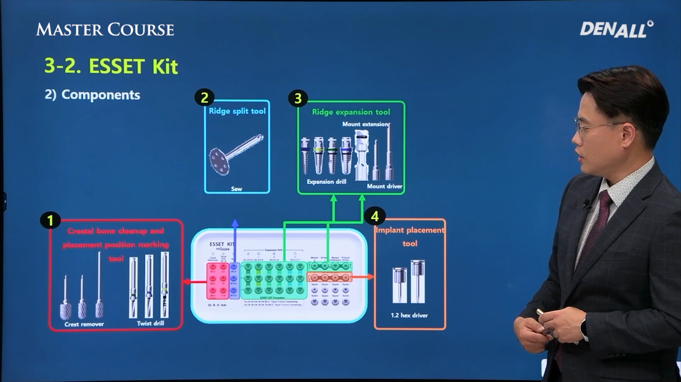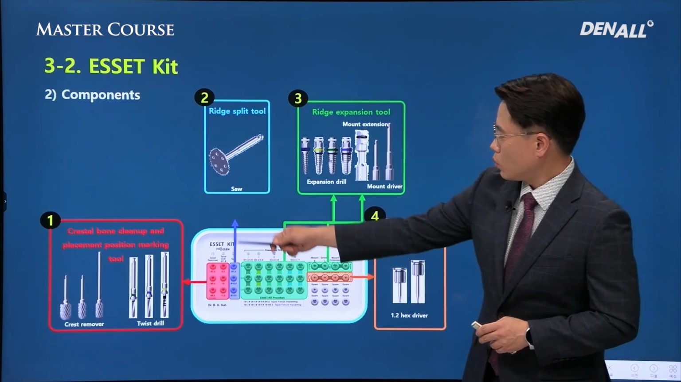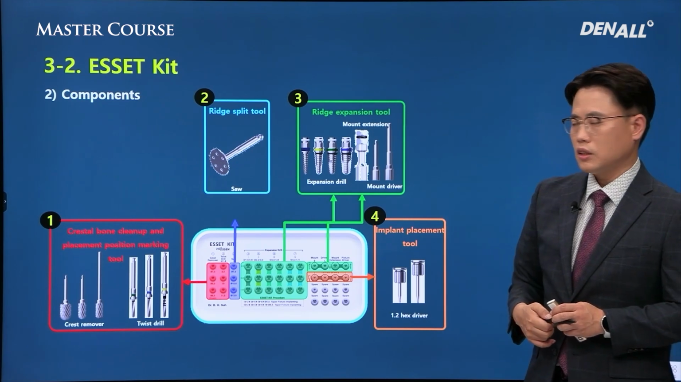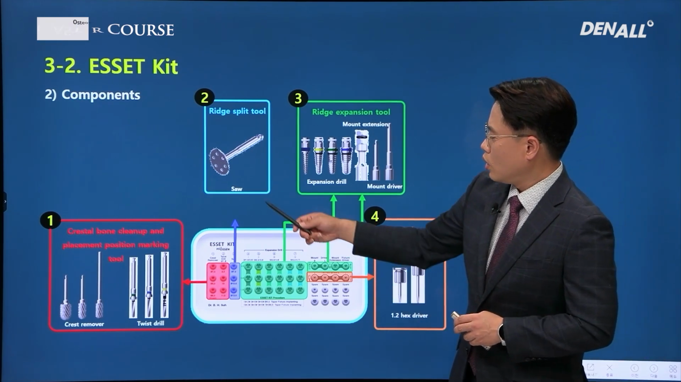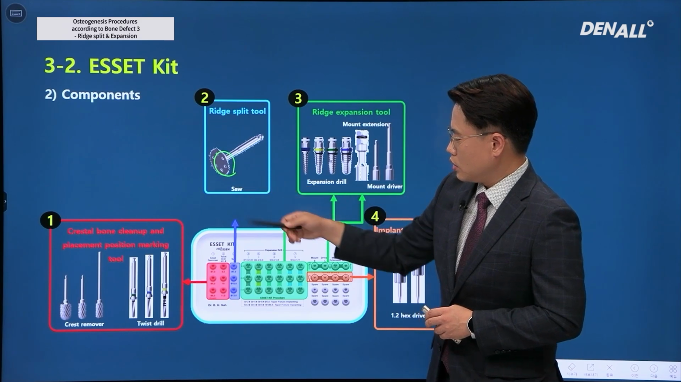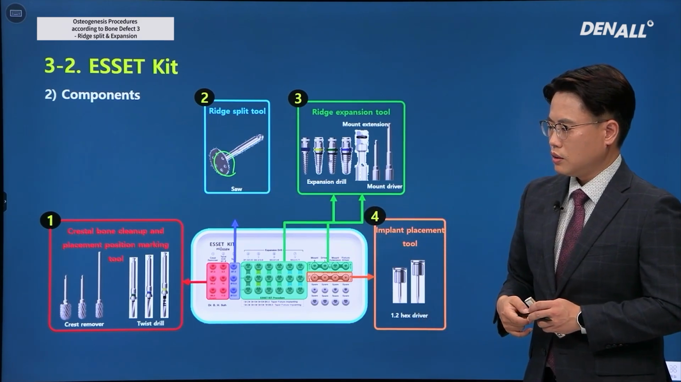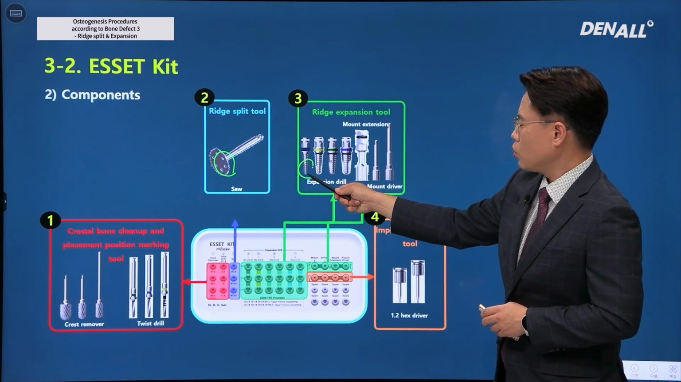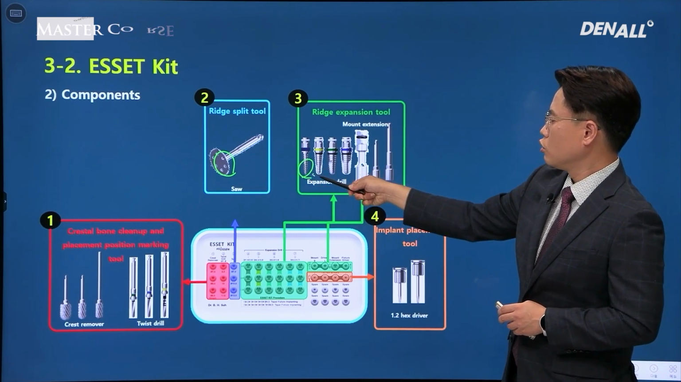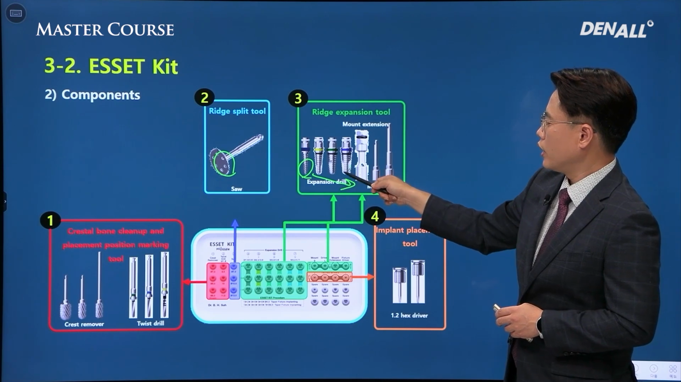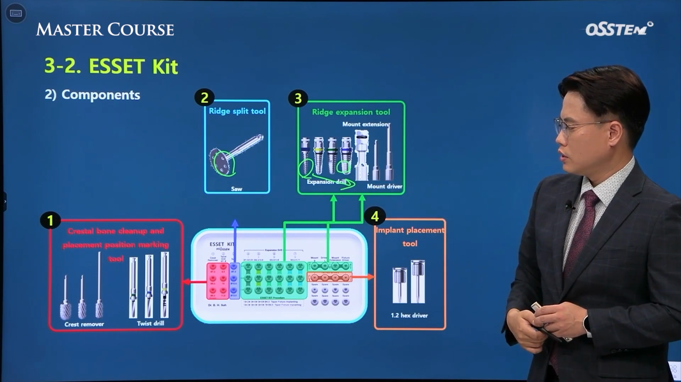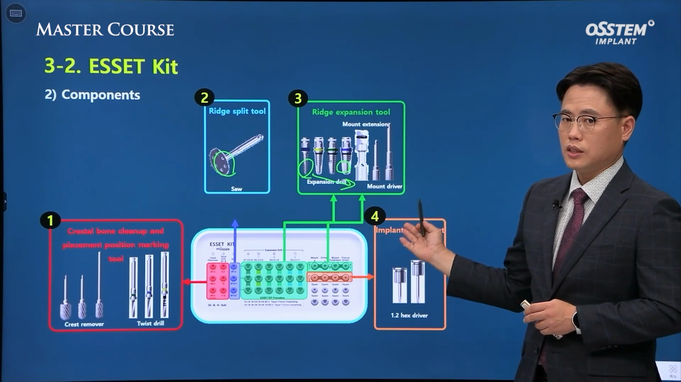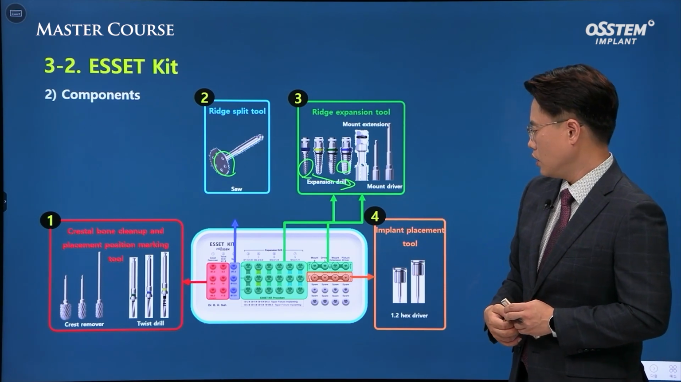ASSET kit looks like this. It has these kinds of tools, and this is one set. The saw is here. As if marking the ridge, you can split the ridge, and using expansion drill from thin to thick, you can continuously expand the ridge and proceed with surgery. Comparatively, you can do ridge split in a comfortable and safe manner, so this is recommended.